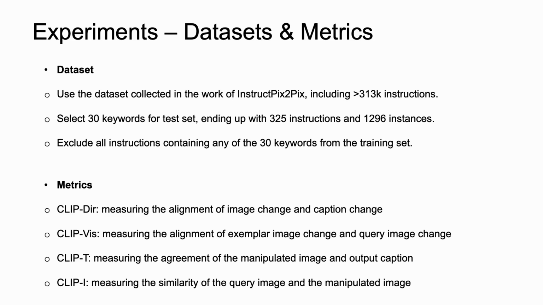In our experiments, we use the dataset collected in the work of InstructPix2Pix. We select 30 keywords from the instructions as test set. We remove all instructions that contain any of the selected keywords from the training set to make sure the test set is unseen during training. We use full CLIP-based metrics in our experiments.